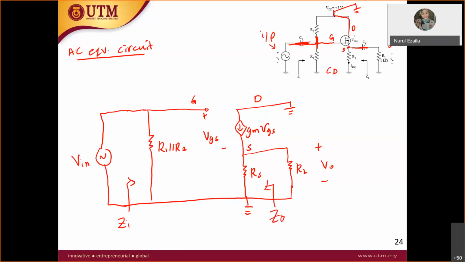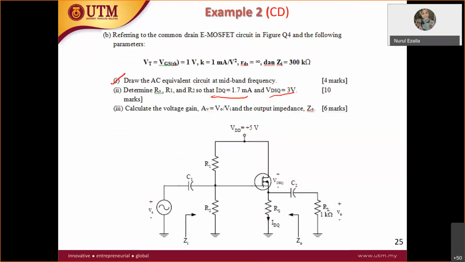So this is how it looks for the AC equivalent circuit, where you have everything there: the Z in, Z out, V in, V out. So this is your V in, plus minus V in. All right. Okay, so for this one, determine RS, R1, R2, so that IDQ is 1.7, VDSQ.